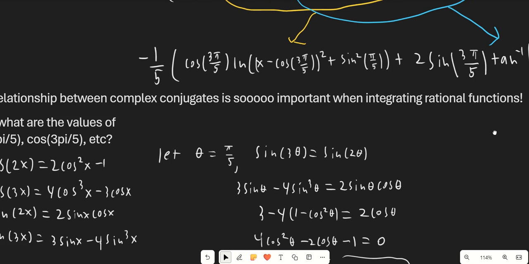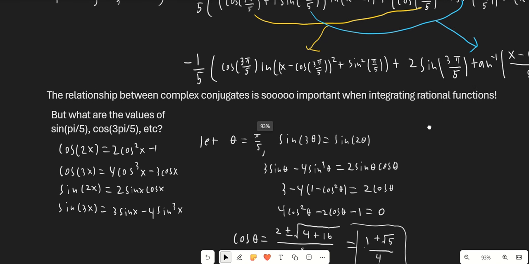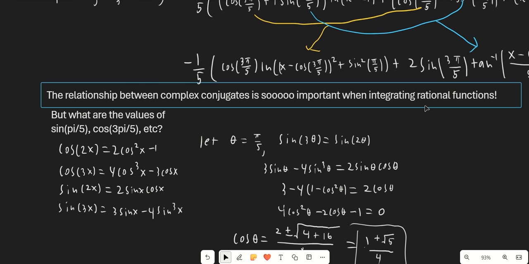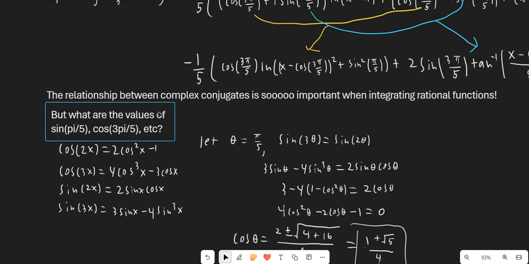So analyzing complex conjugates is so important whenever we're integrating rational functions because it allows us to take these very, very complex values and figure out how to combine them in the right way to get real functions out of it. So now the hard part, we want to find the values of sine pi over 5, cosine 3 pi over 5, and all those different things.